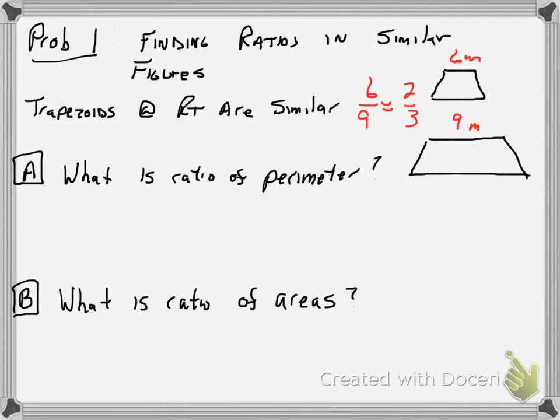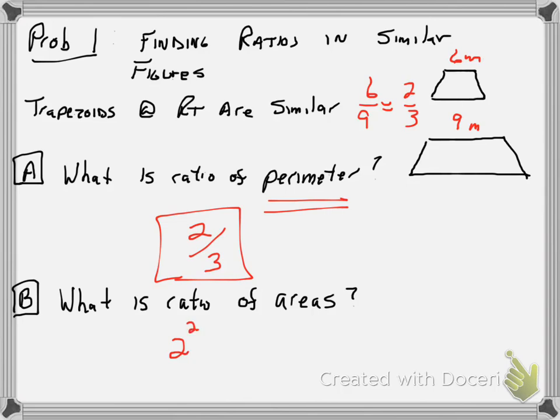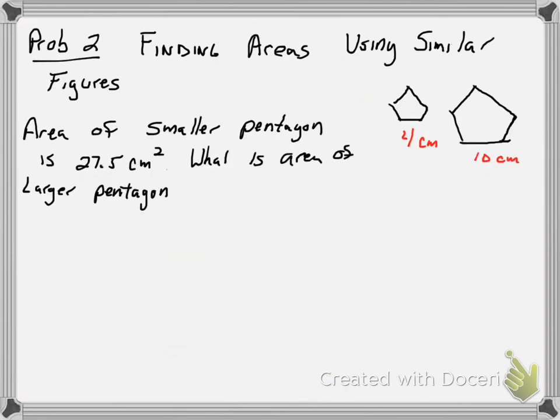So the ratio for the perimeters is going to be the same. It's going to be 2/3, or 2 over 3. That's going to be the corresponding ratio of my perimeter. For the areas, I want to take the 2 and square it over 3 squared. 2 squared is 4, 3 squared is 9. That's the ratio of my areas.